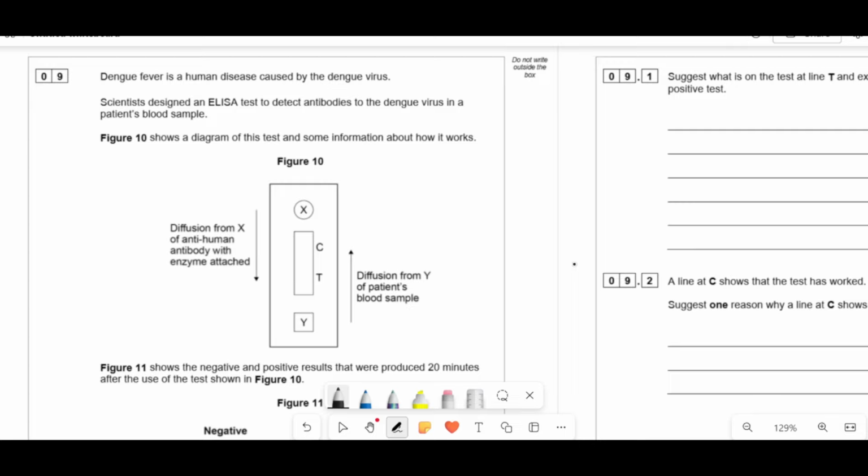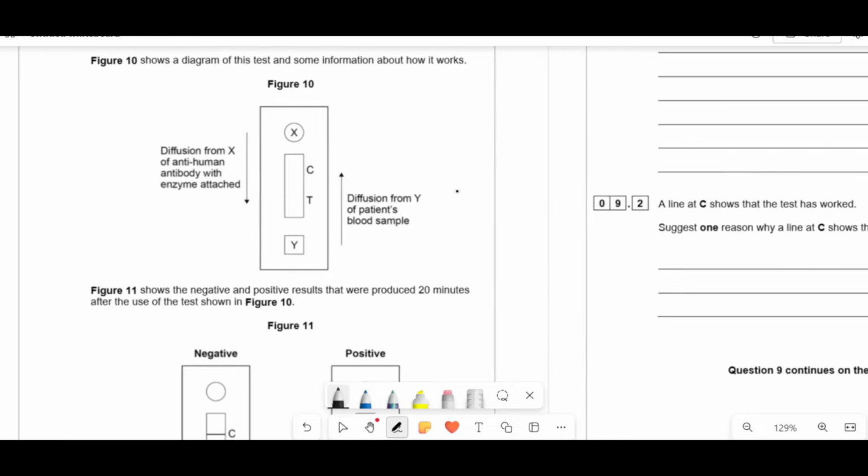Scientists designed an ELISA test to detect antibodies to dengue virus in a patient's blood sample. Figure 10 shows a diagram of this test and some information about how it works. So let's have a look at what's going on.